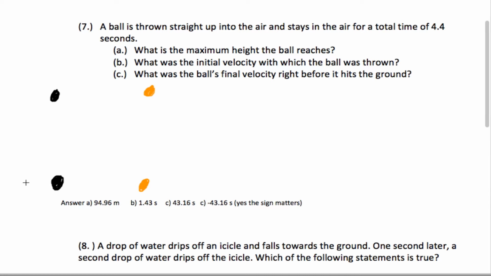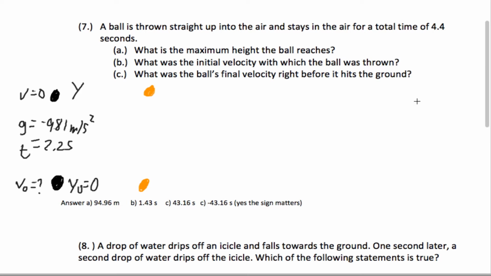First, for the first part, we're going to have a v initial that's unknown. We're going to have a v final that's 0. We're going to have g equal to negative 9.81 meters per second squared. We know that time is 2.2 seconds. We don't know what the final height is, and we know that the initial height is 0.